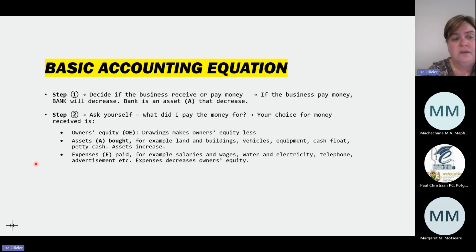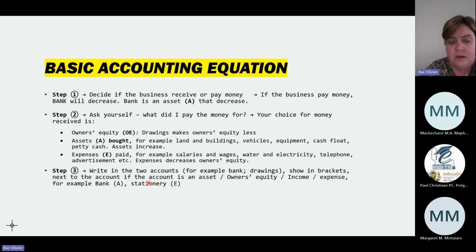Right, then we have step 2. Ask yourself, what did you pay or receive the money for? Your choice will be owner's equity, for instance capital that makes your owner's equity more, or drawings that make your owner's equity less, or you can buy an asset, or you can pay expenses. Step 3, write down the two accounts that you have, for instance, bank and drawings. You must show in brackets if it's an asset or an expense or whatever to make your equation easier, and then you complete the accounting equation.